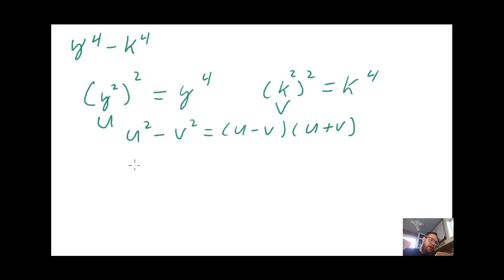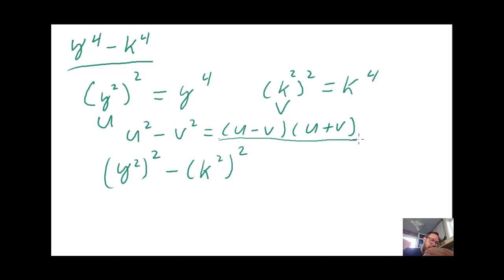So in this case, our original polynomial can be written as y squared squared minus k squared squared. And now it's in the form that we want, because we have u squared minus v squared. So now we can easily factor this into these two components, right? If we remember that we've substituted y squared for u and v was k squared, all we're doing is substituting these in here.